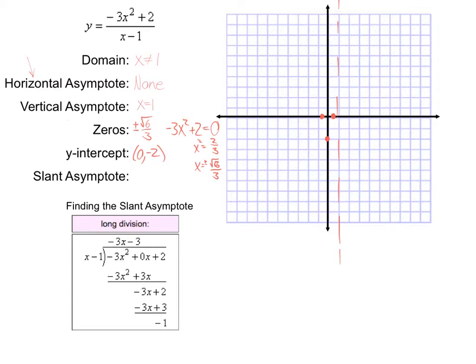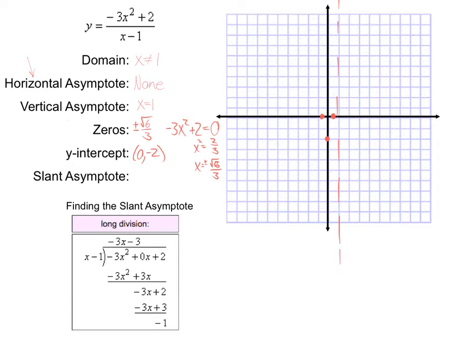What if I divided a cubic by a quadratic? I'd get a linear. That's why the degree has to be exactly 1 higher. If I had a cubic divided by a linear, I'd have a quadratic. That would not give me an asymptote. So, here's the cool thing about this long division.